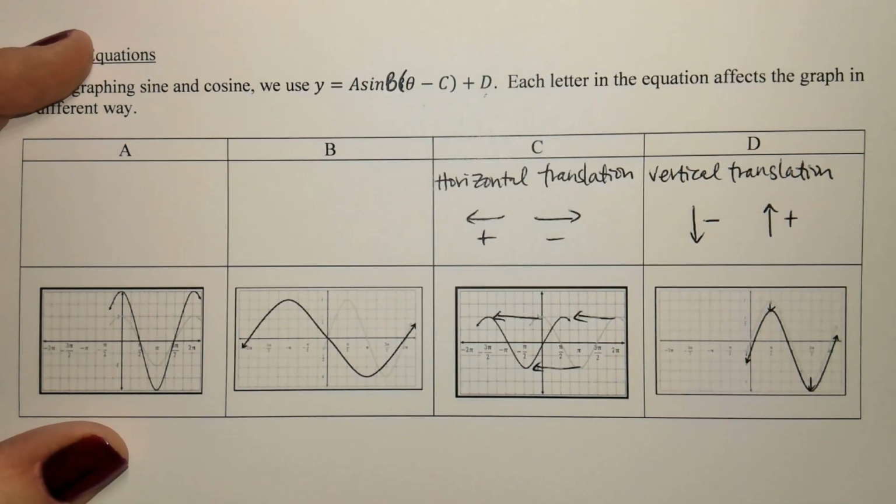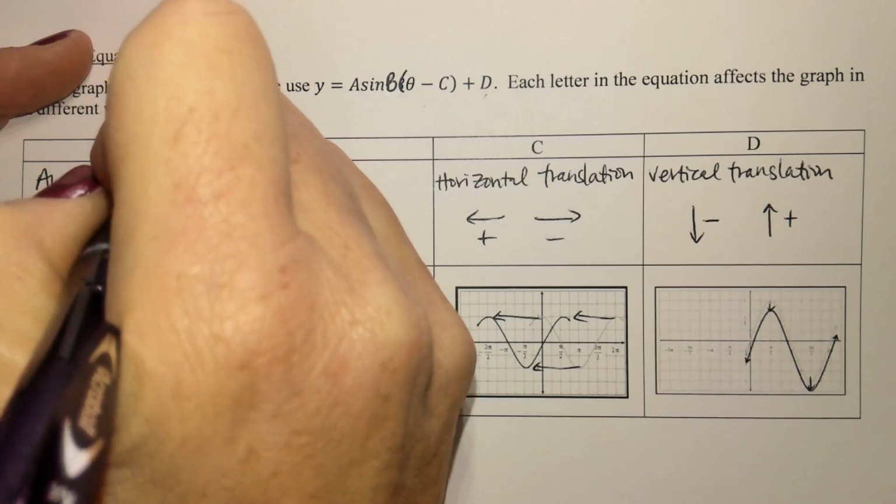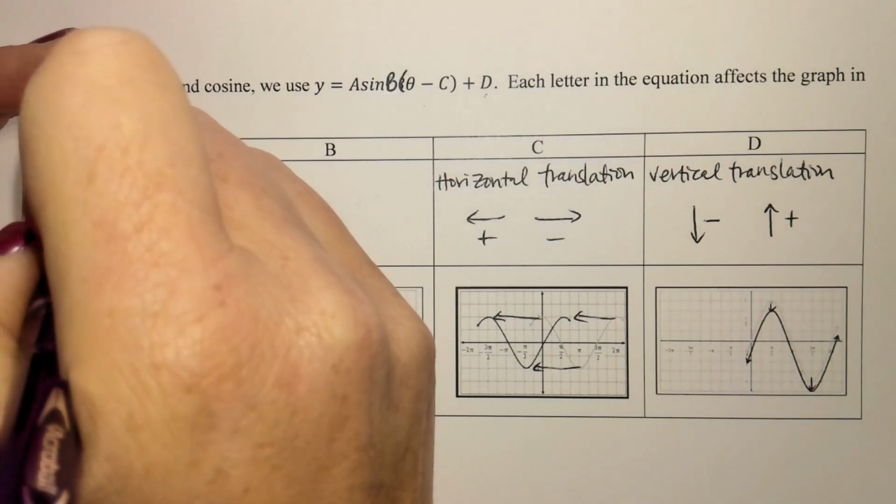These two are kind of interesting. They're a little more specific to just trig. The A is called the amplitude. This is the height of the bumps.